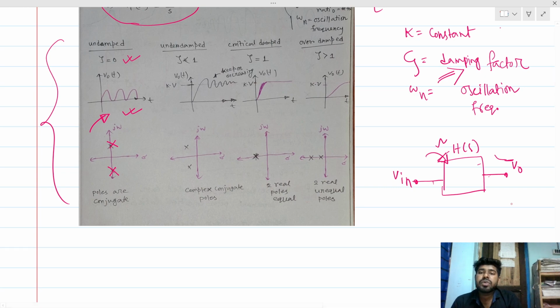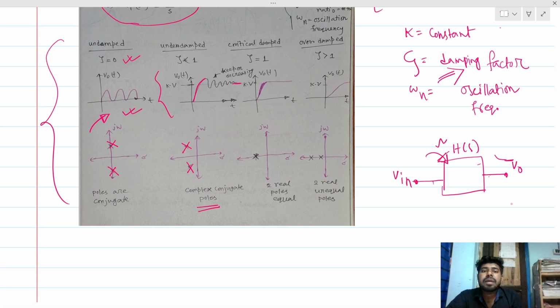Then when zeta is less than 1, that is called an underdamped system. The two poles of the system are complex conjugate poles. In the time domain the response will be like that: it will go up, there will be overshoot and undershoot, and eventually with respect to time it will settle, the oscillation keeps decreasing.